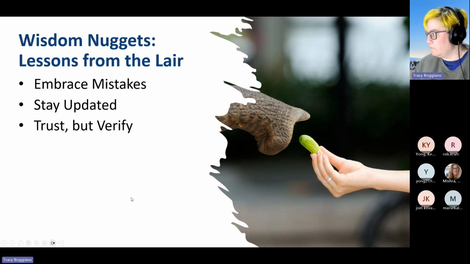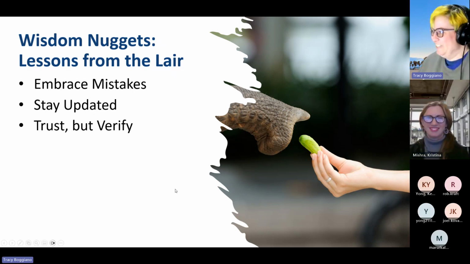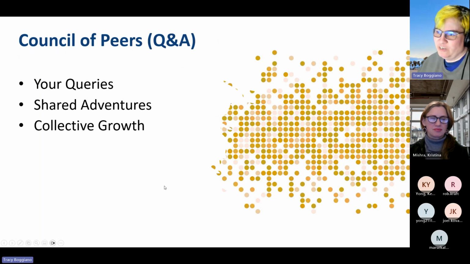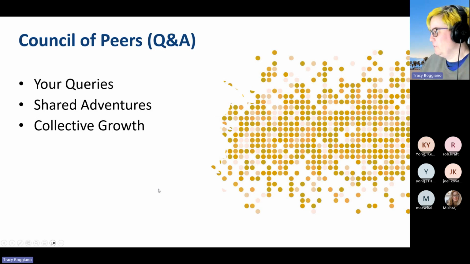Trust and verify all your information. The security world's full of stuff. Things are constantly changing. Security is vitally important these days, and I don't think we pay enough attention to it at all. Unfortunately.